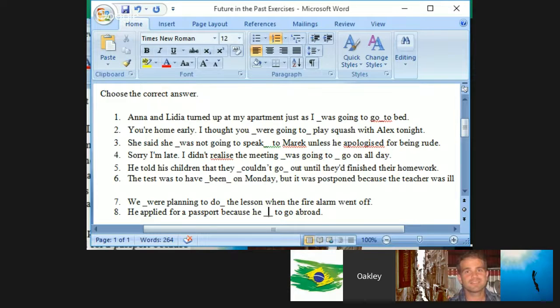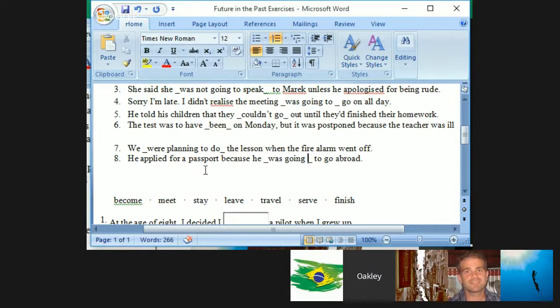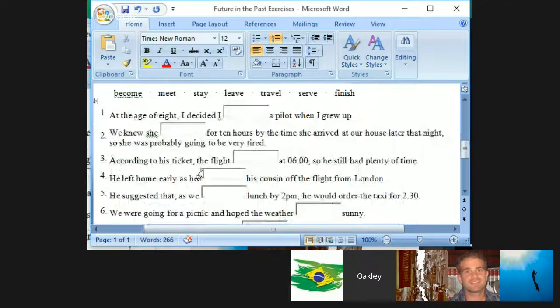Right. Okay, Gina, number 8. He applied for a passport because he was going to go abroad. Yeah, seems like something you'd plan, doesn't it? It kind of has to be. He was going to go abroad. Yeah, okay, that one's obvious. It's something that so obviously has to be planned because you have to apply for a passport. Clearly, you're taking actions of a plan.